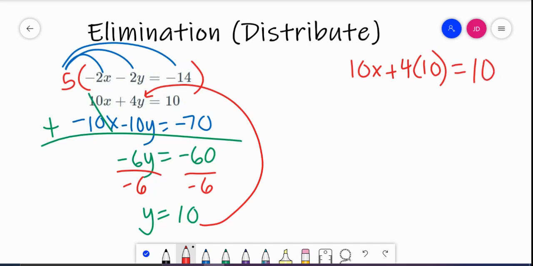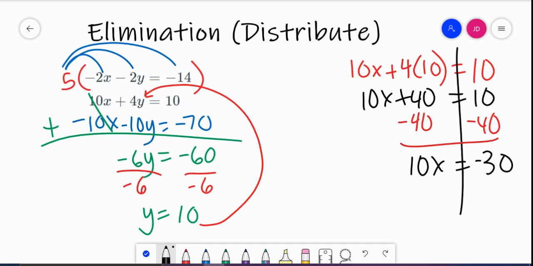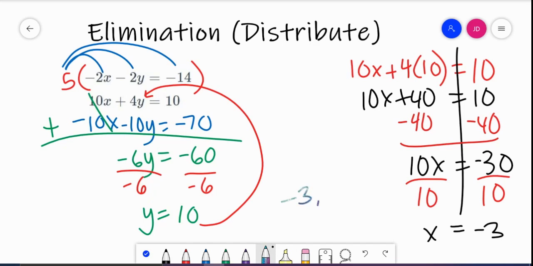Equals 10. And we solve this equation, right? We have 10x plus 40 equals 10. Minus 40 from both sides. We get negative 30. Divide both sides by 10. And you get negative 3. So my solution is negative 3, positive 10. Make sure it's in parentheses.